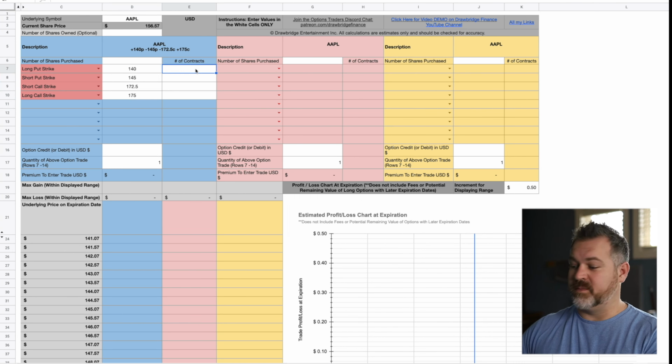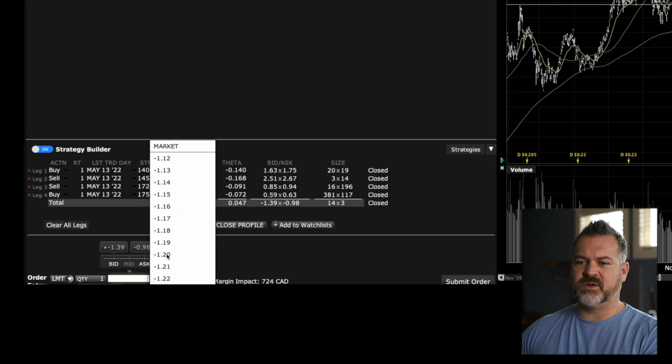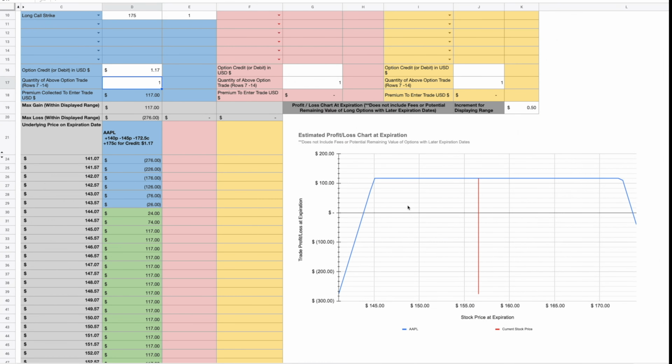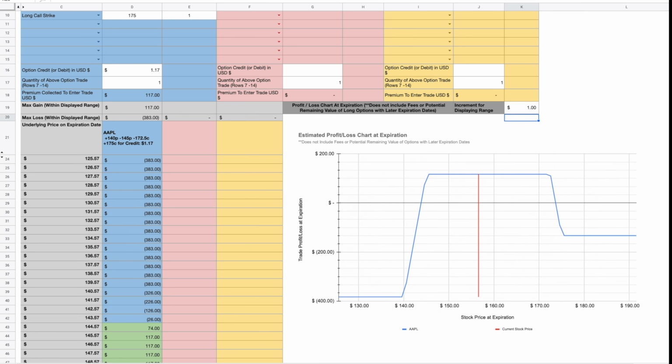Now I'm going to do one contract of each. And I'm going to be opening this for a net credit. Now it's showing me a net credit of around $1.17. So we're going to put in a net credit here of $1.17. It immediately charts it out. We can't actually see the whole condor. We can only see part of it. And it says the increment for displaying range. We just adjust that number. We're going to make it a little bit higher. We're going to make it $1.